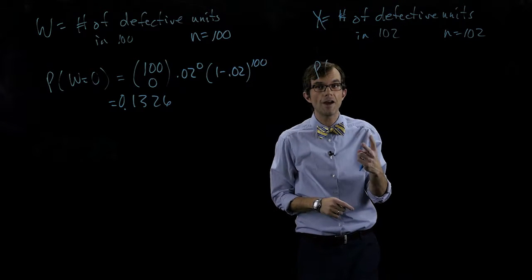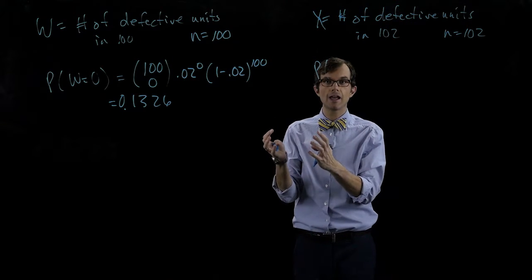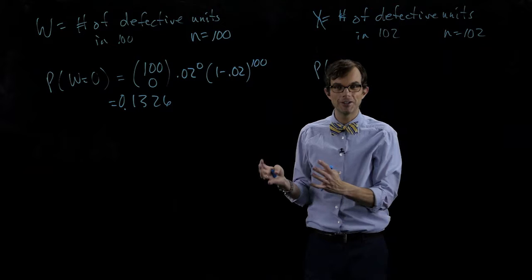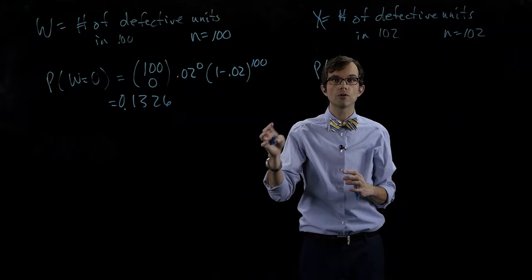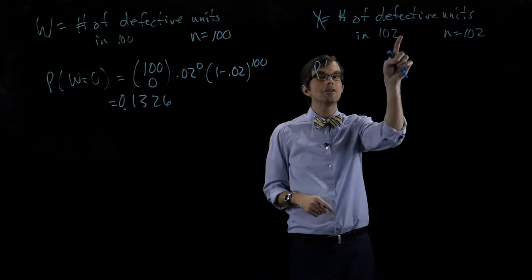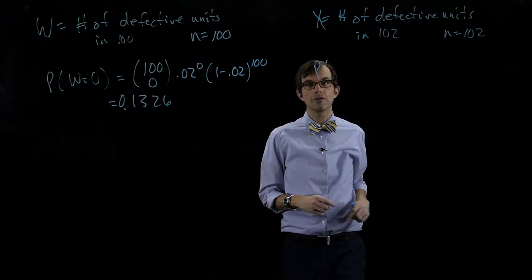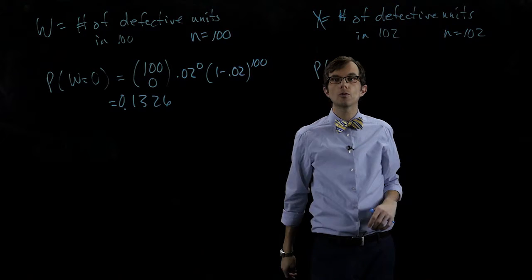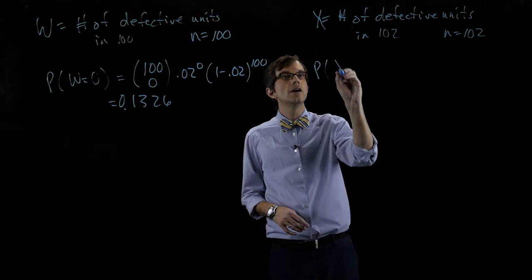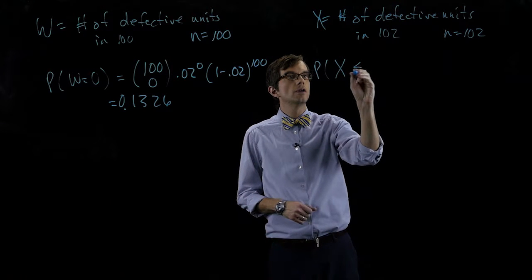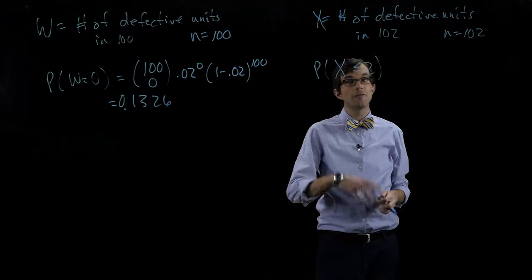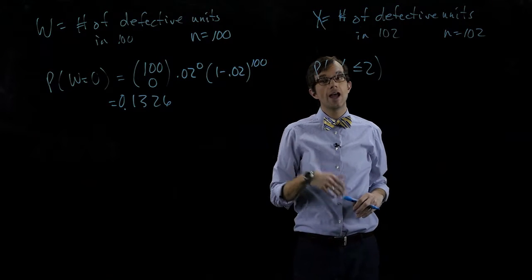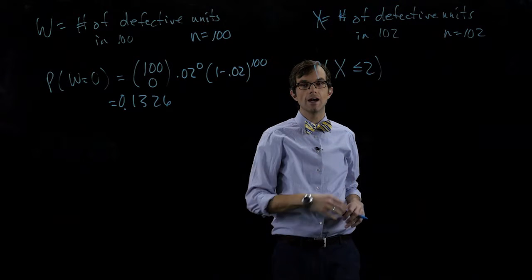Okay? If we have 2 defective units, that means that we have 100 good units on hand. We can fill all 100 orders. If we have 1 defective unit, that means we have 101 good units on hand. We can fulfill all 100 orders with 101 units. If we have no defective units, if none of those 102 are defective, then that means we have 102 good units on hand, and we can fulfill all 100 orders. Okay, so we want to know what's the probability that the number of defectives is 2 or less. If we have 3 defective units in 102, that means we have 99 good units, and we can't fulfill 100 orders with 99 good units.